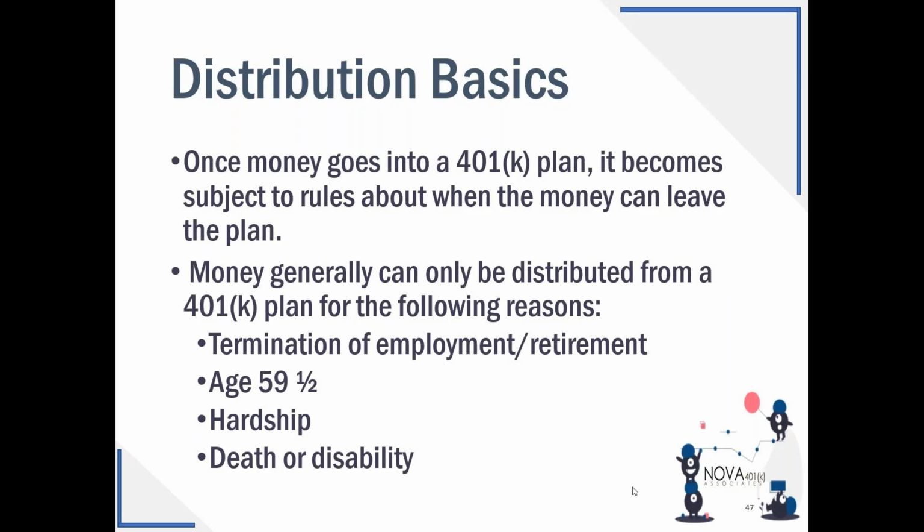So it's very important that participants understand that there are rules involved with that. And that's what your NOVA account manager is for, to assist you with any questions on that. Generally, money cannot be distributed from a 401k plan, definitely from 401k deferrals, unless they've terminated employment, including retirement. They've reached age 59 and a half. They have a hardship distribution, and we'll talk about that a little bit. There are specific requirements for a hardship, or they are deceased or disabled. So those are the general reasons for taking money out of a 401k plan.